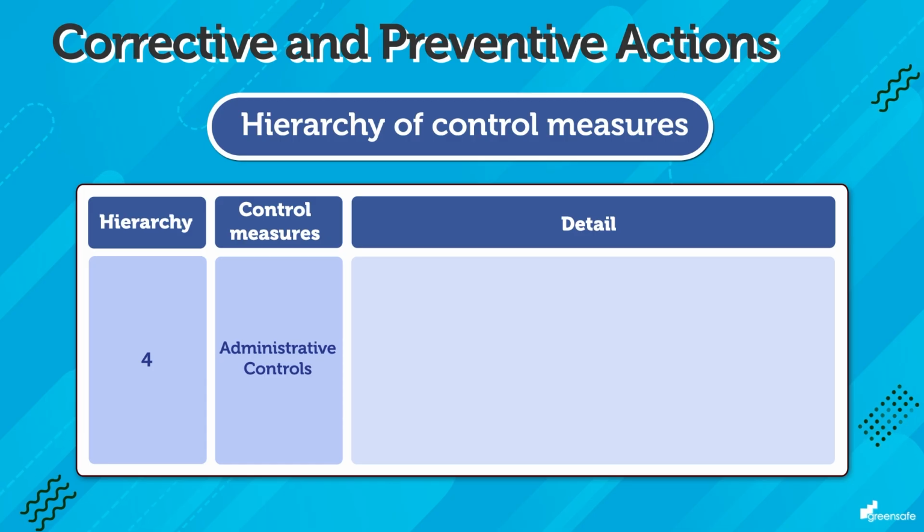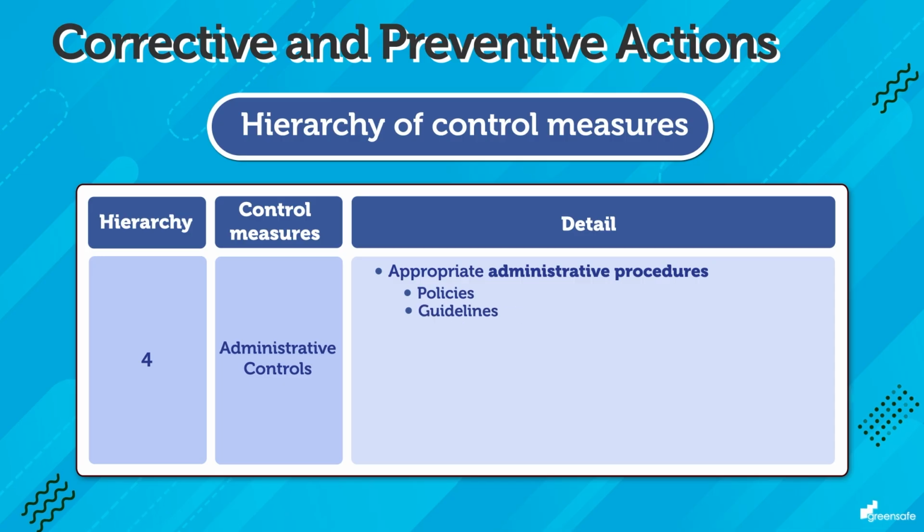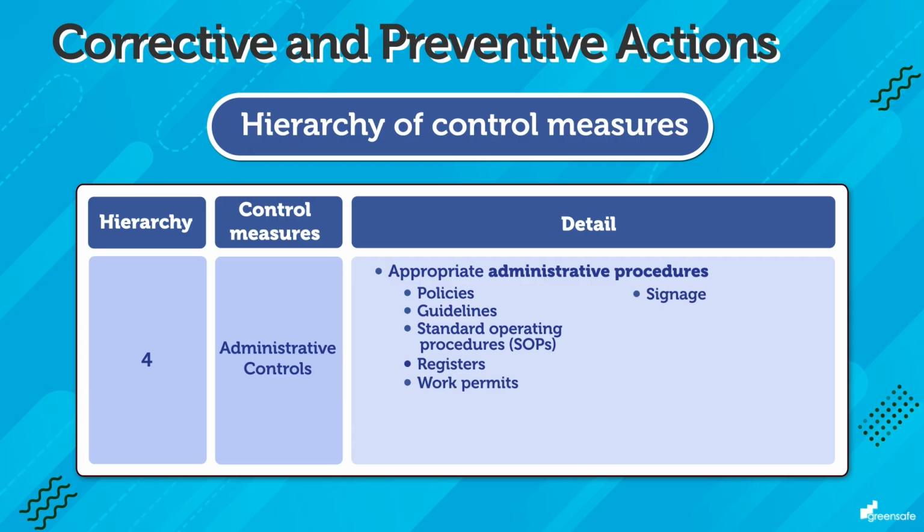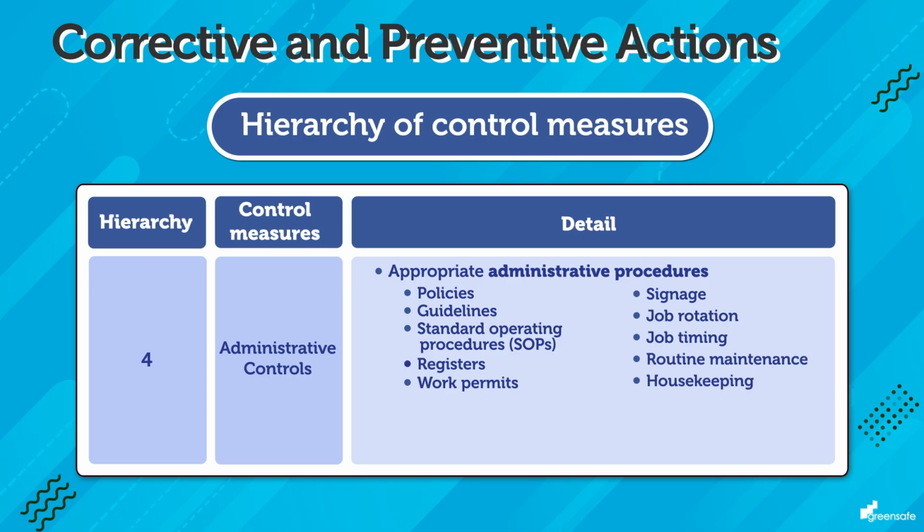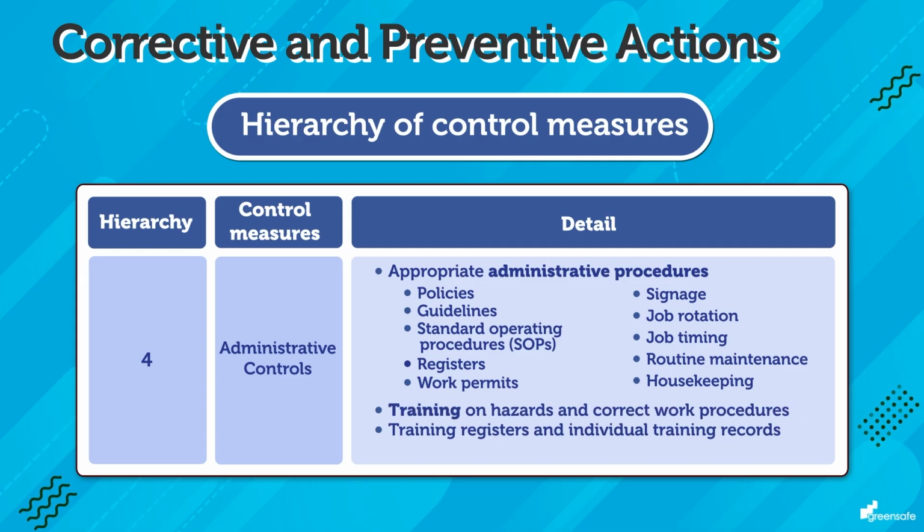Next, there is the option of administrative controls. Establish appropriate administrative procedures such as policies, guidelines, standard operating procedures, registers, work permits, signages, job rotation, job timing, routine maintenance, and housekeeping. Provide training on hazards and correct work procedures. Ensure that you keep training registers and individual training records. Do not discard or lose these. The superiors should always supervise to make sure that there is compliance with set standards.